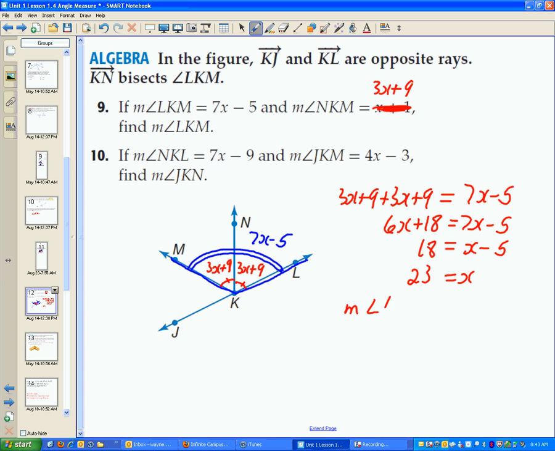And now that I have x, I can figure out the measure of angle LKM. The measure of angle LKM is given to us as 7x minus 5. That'll be 7 times 23 minus 5. What is 7 times 23? So I get 161 minus 5. So the measure of angle LKM is 156.